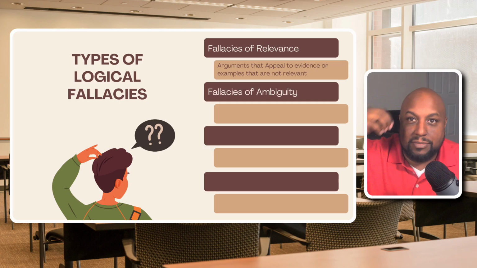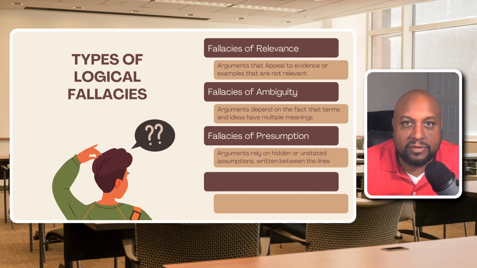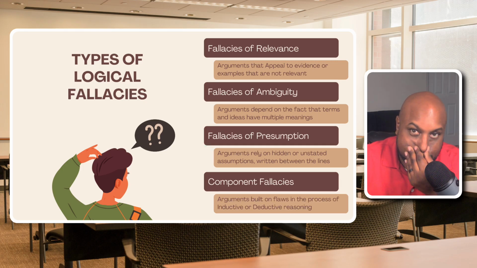Then we have fallacies of ambiguity, and that's when you have arguments that depend on the fact that terms or ideas have multiple meanings. Then you have fallacies of presumption. That's when you have arguments that rely on hidden or unstated assumptions, things that are written between the lines. And then you have component fallacies. That's when arguments are built on flaws in the process of inductive or deductive reasoning.